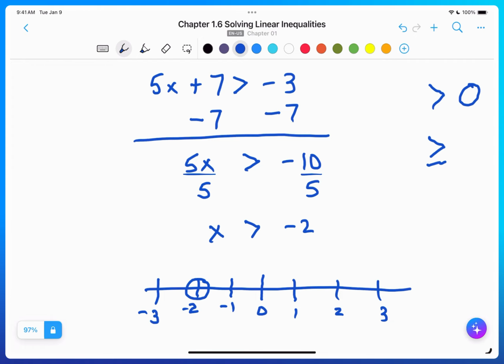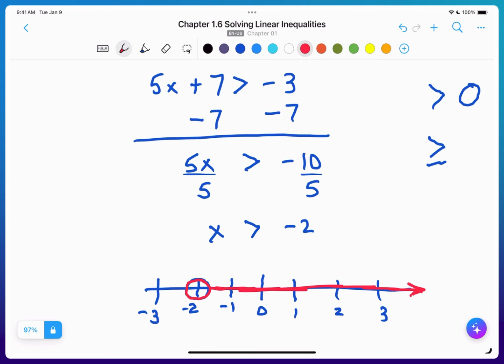And then, let's do it in red. We're going to draw an open circle. And then we're going to draw a line going straight through. That means everything on this number line is greater than -2. And that is how you solve an inequality with a variable on one side.